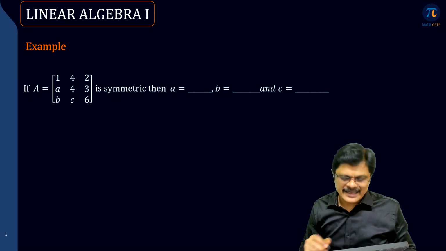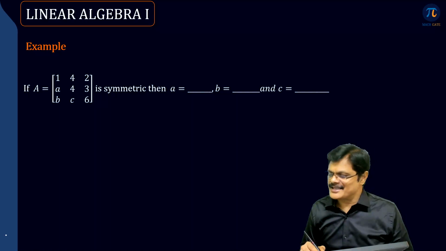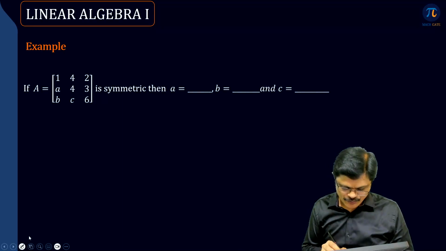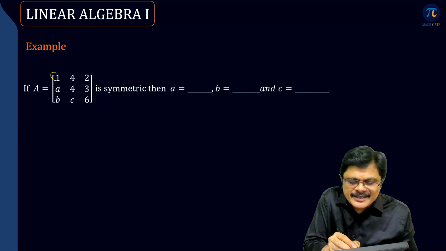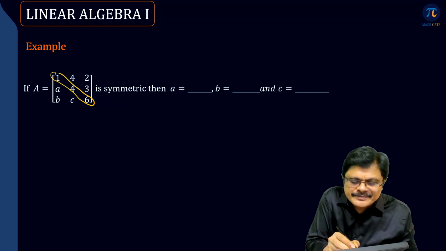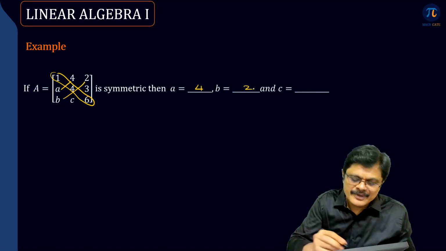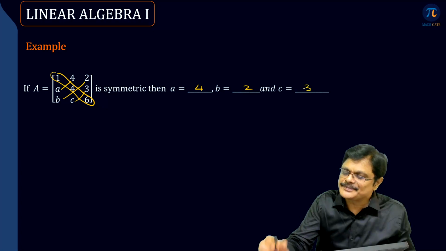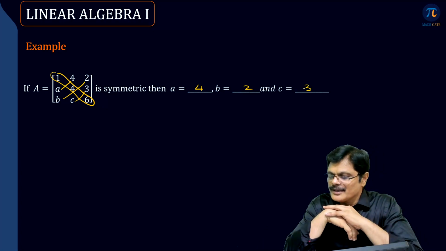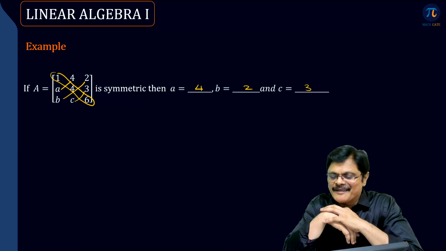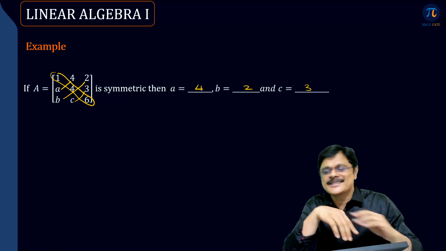Now I give a matrix and say it is a symmetric matrix. Then what about the values of A, B, C? You have to tell me what A is. Once it is a symmetric matrix, this is your main diagonal. So A must be 4, B must be 2, and C must be the corresponding mirror value. So you can easily find the values of A, B, C when you know it is a symmetric matrix.